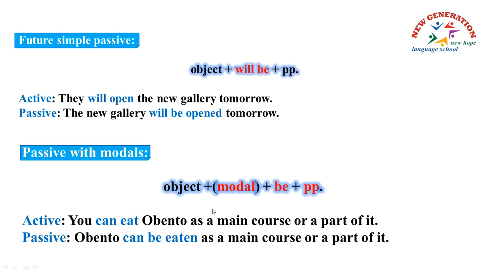You can eat obento as a main course or a part of it. Obento is a Japanese dish. So it's the object. We start with the object. Can, be instead of eat in the same form, the infinitive form, and then eat comes in the PP form. Obento can be eaten as a main course or a part of it.